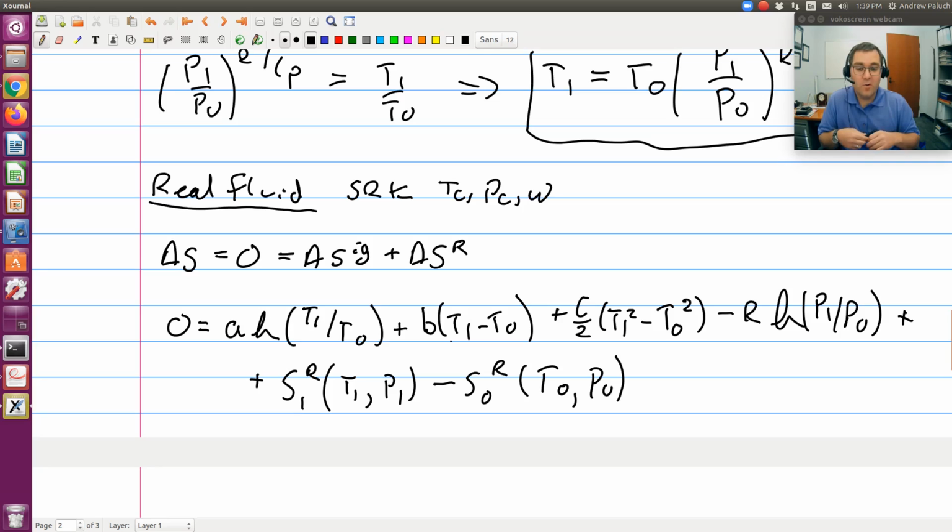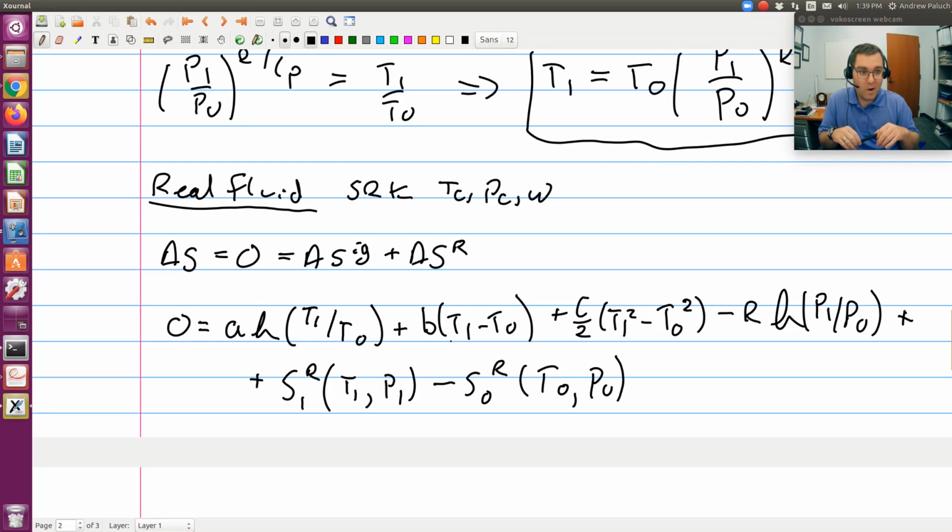If you want to do it by hand or in Excel, you could. Basically you could guess the value of T1. Maybe you take your ideal gas value from the first part as an estimate, calculate delta S, and then, based on that, keep guessing a new temperature until you converge on a value of delta S of 0. But here I'd probably advocate for MATLAB.